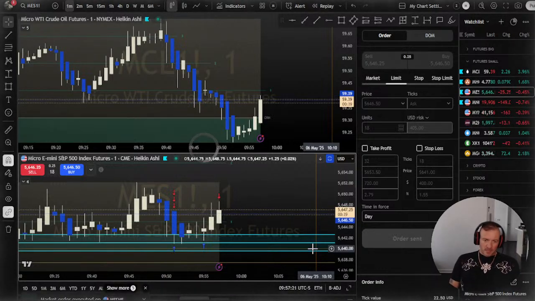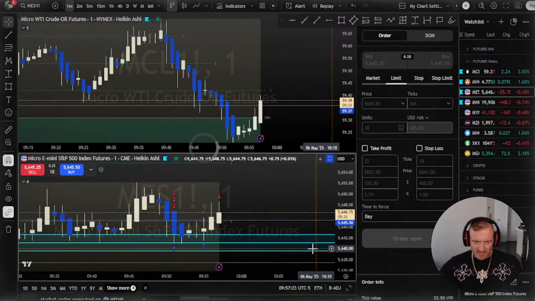It's dropping. Nope. That's just a little pullback. It's going to go up on the next candle. Should I buy again or no?